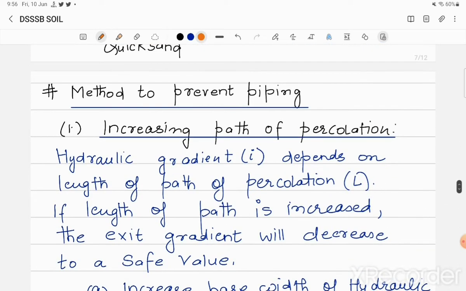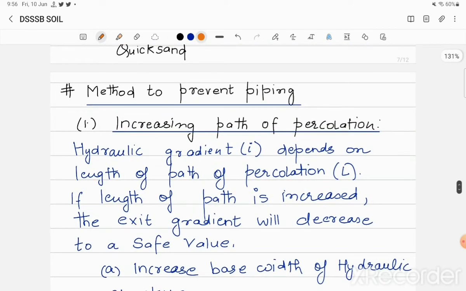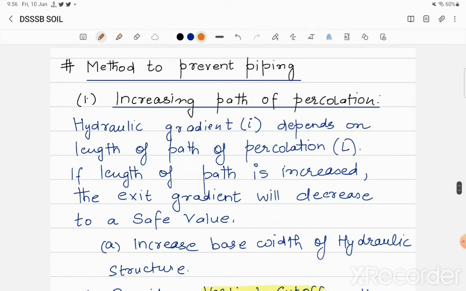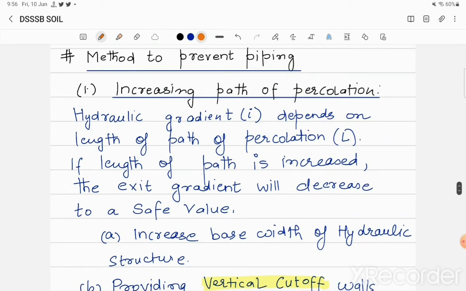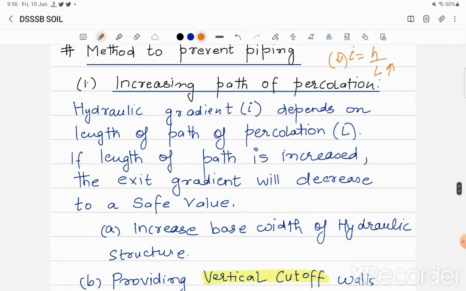Now there are certain theoretical methods to prevent piping. I'll discuss them quickly. One is increasing the path of percolation. We know that I is H by L. If you increase L, naturally the gradient will go down and it won't be able to reach IC, that is the critical hydraulic gradient, and hence quicksand condition won't take place. Hence increasing the path of percolation helps.